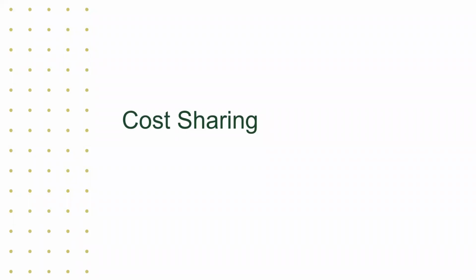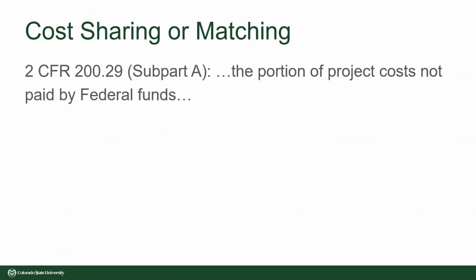Okay, so if you could unmute yourself and tell me some of the different costs that you have in your circle. Salaries and benefits. Travel. Materials and supplies. Subawards. Okay. Great.